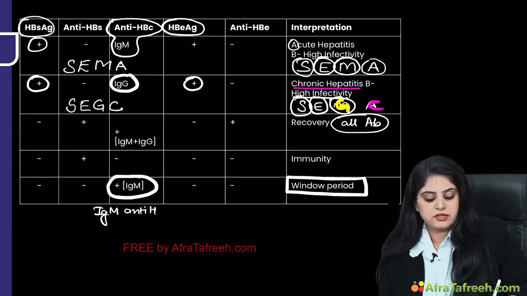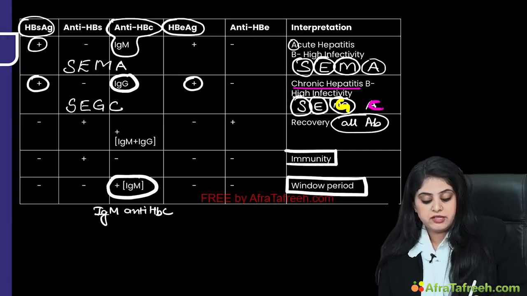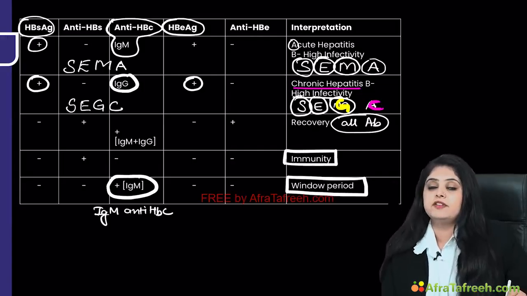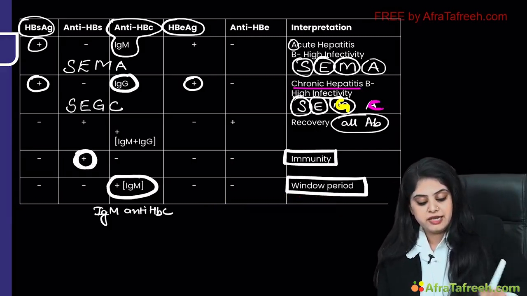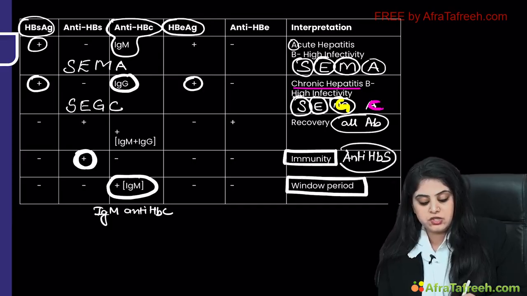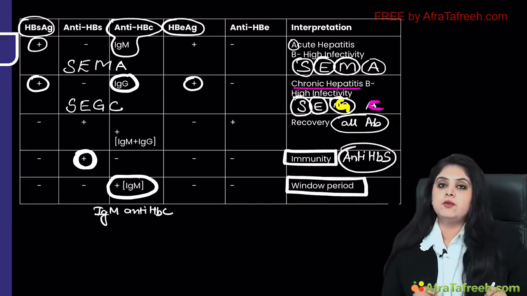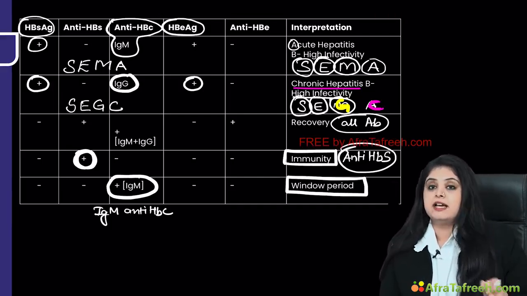This is also settled. And when we get immunized or vaccinated for hepatitis B, it is always anti-HBS. Always remember that the vaccination is for the surface antigen. So the antibodies that we will form will be anti-HBS. I hope everyone is okay.